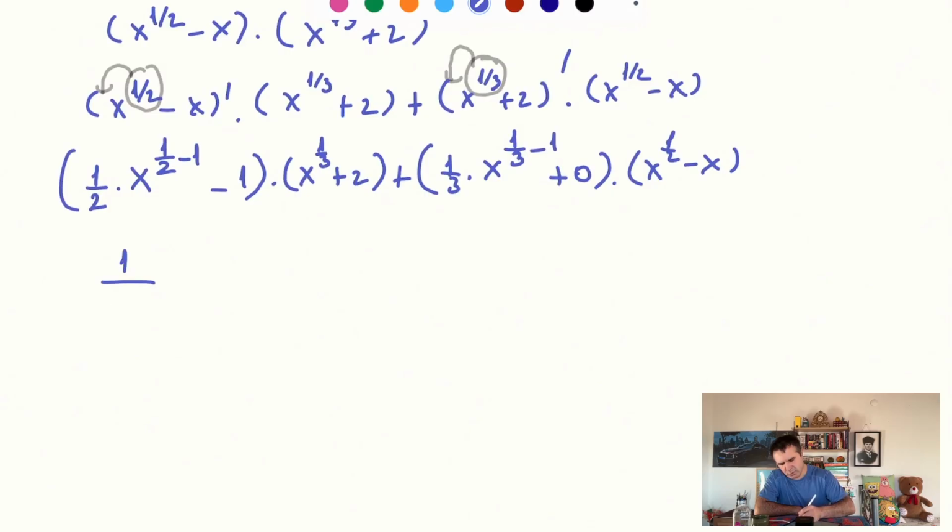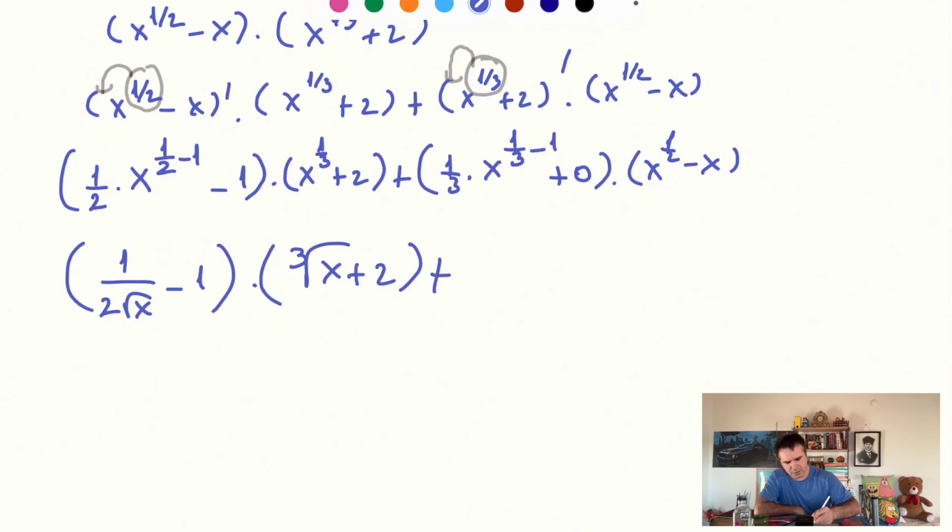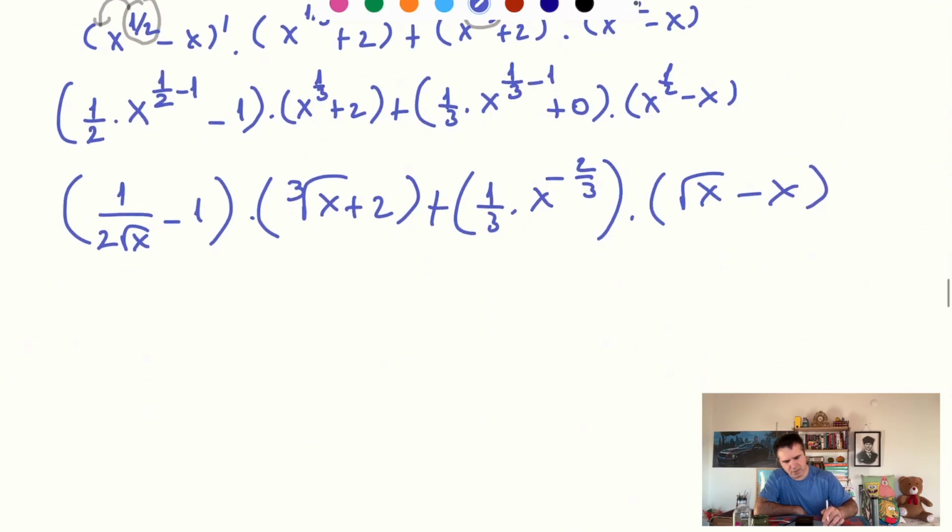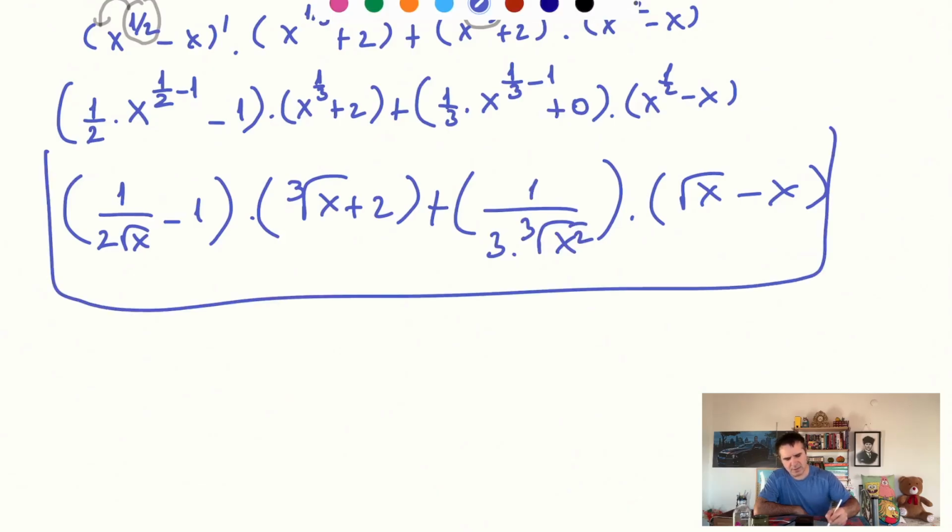And 1 over 2 square root of x minus 1, times the cube root of x plus 2, plus 1 over 3 times x to the power of minus 2 over 3, times square root of x minus x, and we can write this part as 1 over 3 cube root of x squared. Okay, then this is the answer.